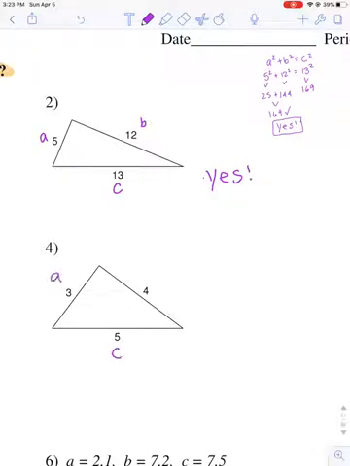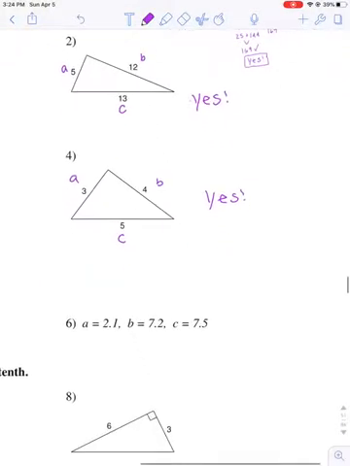4. Well, I know that 5 has to be C, and I know that 3 and 4 have to be A and B, but it doesn't matter which is which. Do you recognize the triple? It's another triple. Yes.